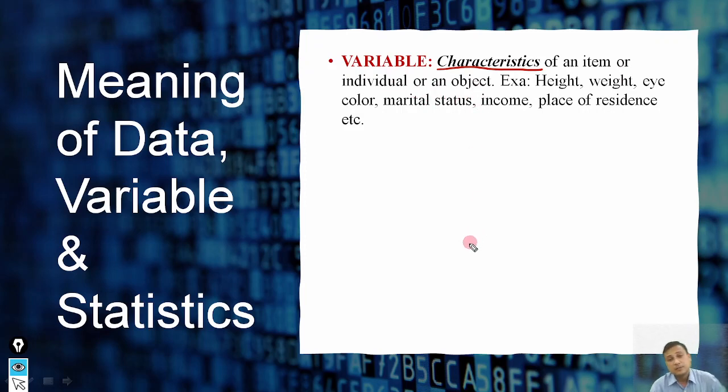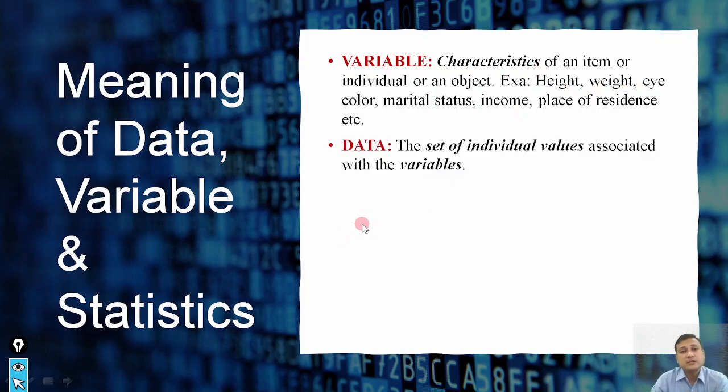For example, suppose I'm working on a particular research area and I go into the field with my interview schedule or questionnaire, and I'm collecting information on these characteristics: height, weight, eye color, marital status, income, place of residence, and so on. All those characteristics will represent the variable. So variable represents the characteristics of an item or individual or an object of my study.